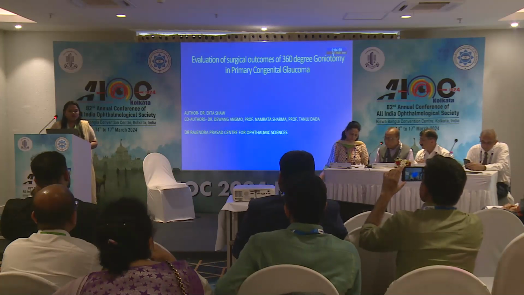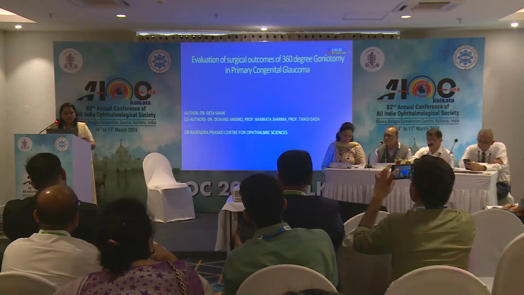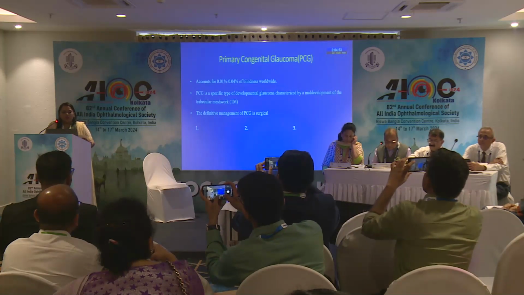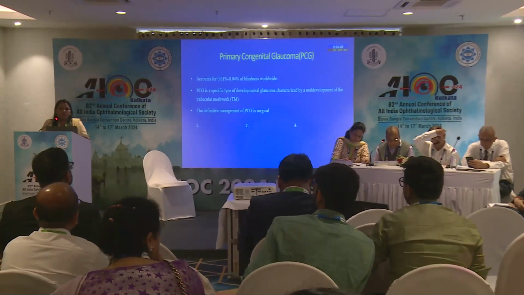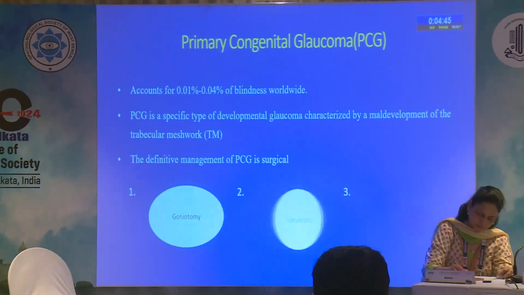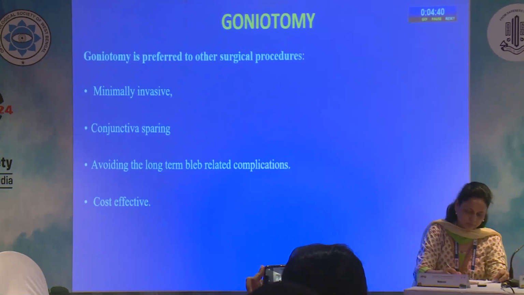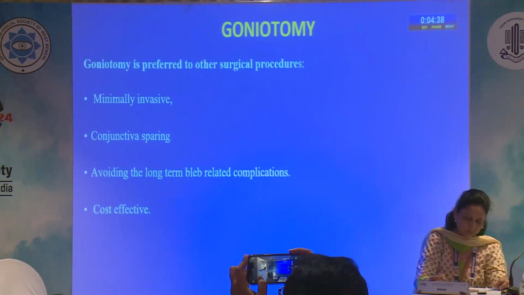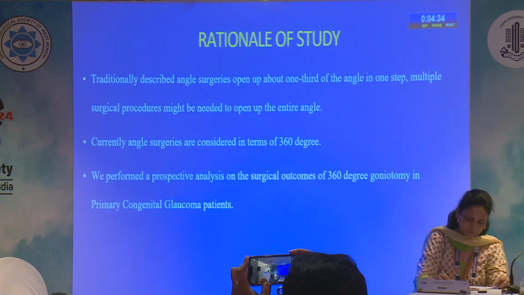I'd like to present my work on evaluation of the surgical outcomes of 360 degree goniotomy in primary congenital glaucoma. Now, primary congenital glaucoma accounts for around 0.01 to 0.04% of the blindness worldwide, and the definite management is surgical in this case with these following options. Now, goniotomy is preferred to other surgical options. Why? Because it is minimally invasive, it spares the conjunctiva, and it is also cost effective.